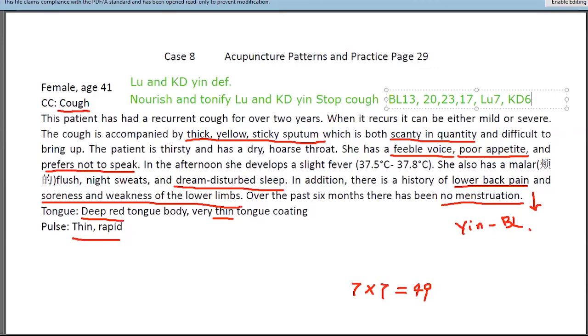Some more discussion for this case. Lung 1, yeah, we can use lung 1. Bladder 13, bladder 43, lung 7. Yes, that's good. Spleen 3, 4, and 26. Yeah, still working. I think for this one, they are not put in the book, but I like the point lung 5. Lung 5 is a more nourishing lung yin point. And the result is to stop cough.